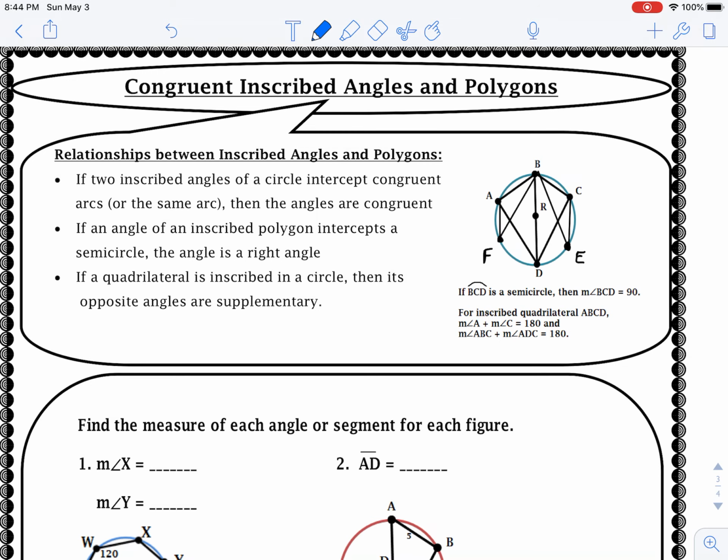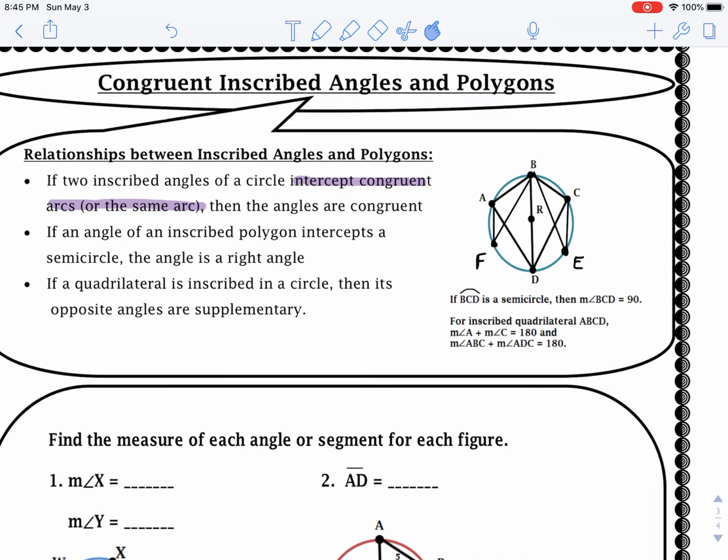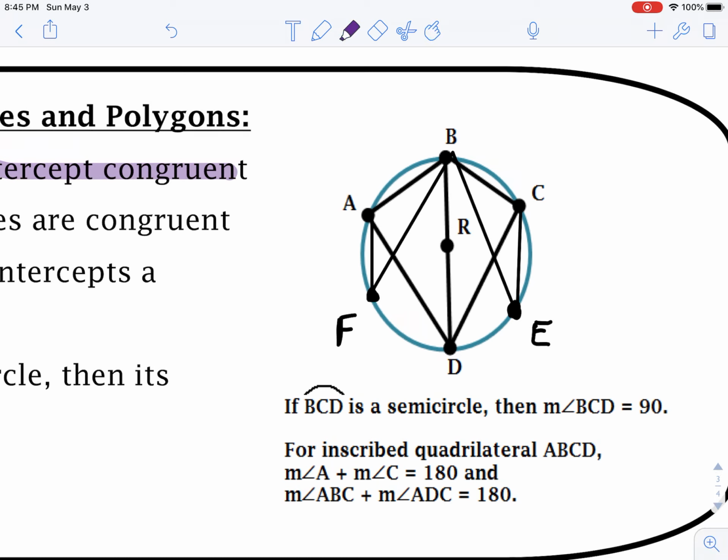Page 3 of our notes is going to deal with congruent inscribed angles and polygons. If you look at the notes, I added a few more chords to the given diagram so that I could explain this first relationship. If we have two inscribed angles that intercept congruent arcs or the same arc, then those angles are congruent. It's more so the same arc, and that's what I have pictured here.